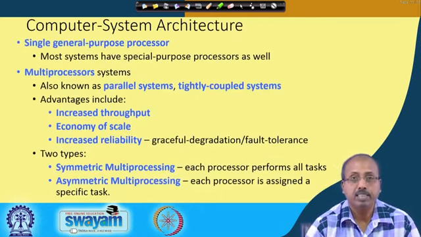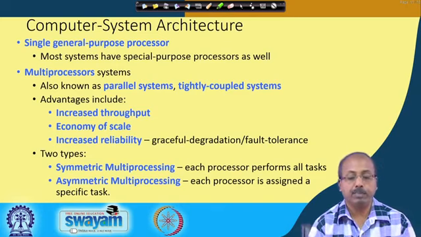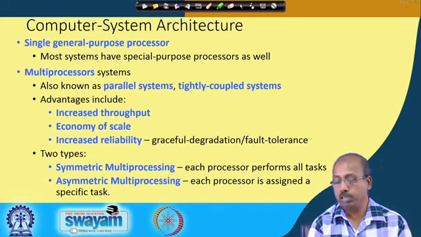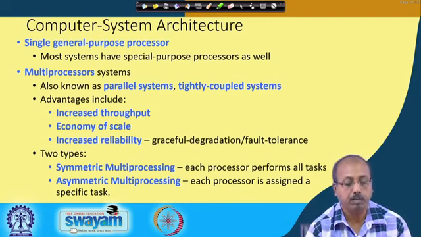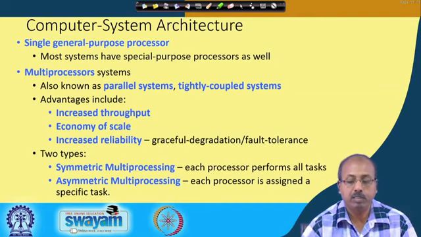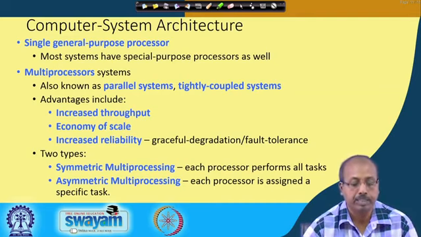Looking into computer system architectures, first the single general purpose processor. This is the most simple type of operation that we have. We have a single processor executing the program, so only one program can be executed at a time.